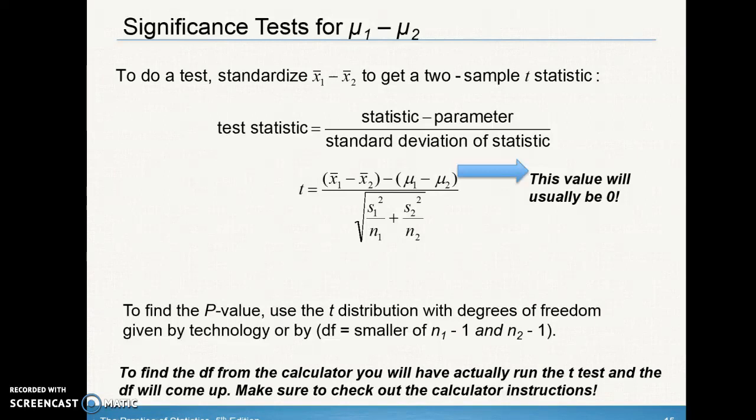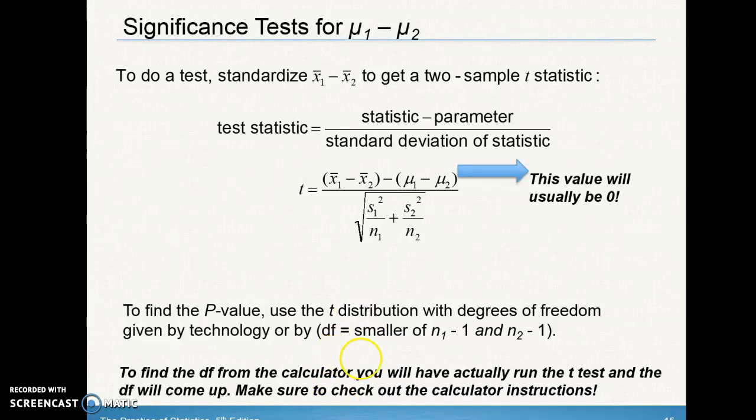Or if you're not using the graphing calculator, the degrees of freedom is the smaller of n1 minus 1 or n2 minus 1. So you take your sample size minus 1. That's going to be your degrees of freedom, the smaller one of it. So it's kind of the more conservative one. It's going to look less like the normal distribution.